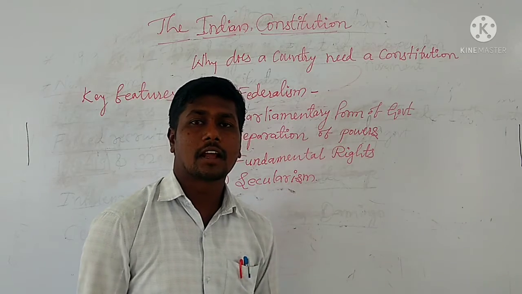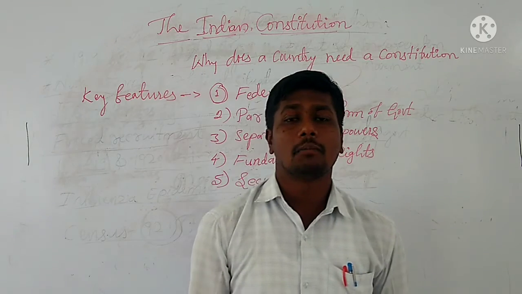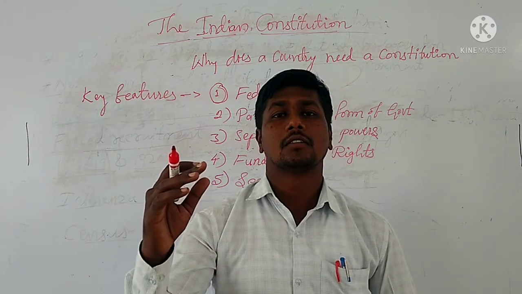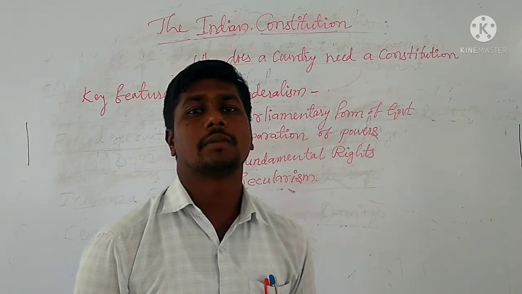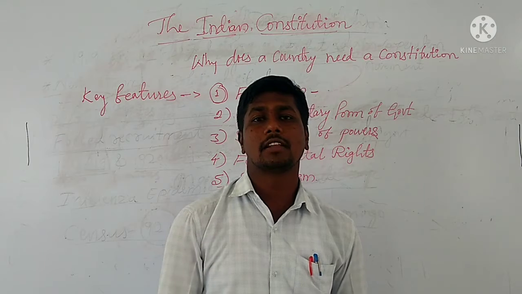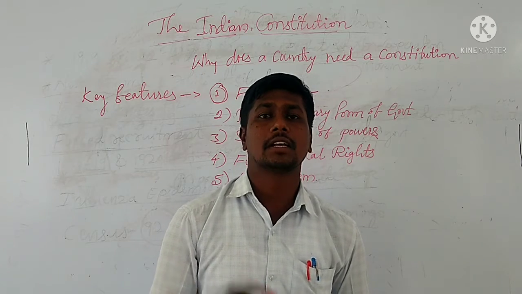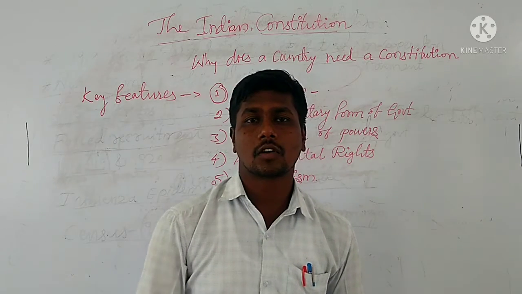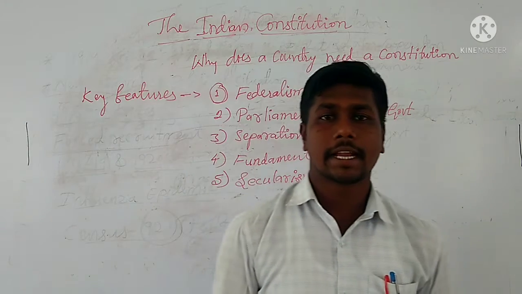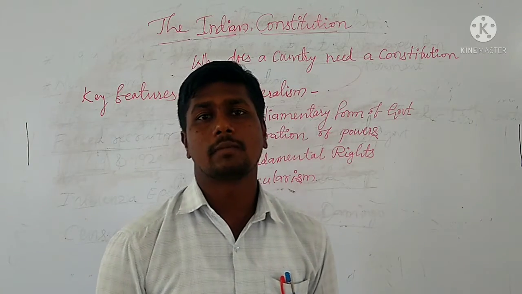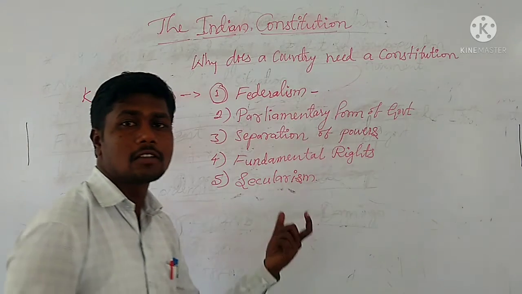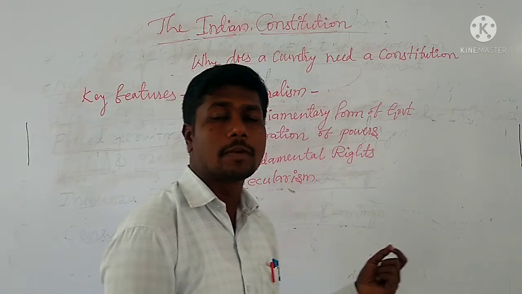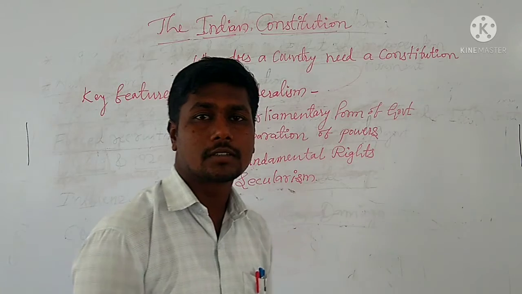Why is India a federal country? Because in India, power has been shared among the various tiers, various levels of the government. Correct, no? So three levels of governments we have at present: union government, that is also called the central government, then state governments, then local self governments or local governments, right? So among these three levels or tiers of the government, the powers are distributed.